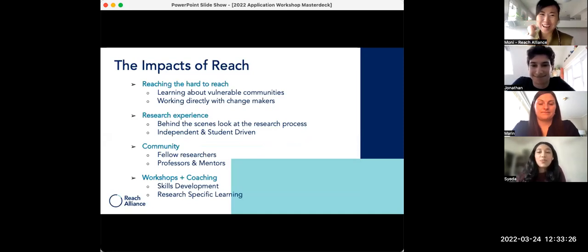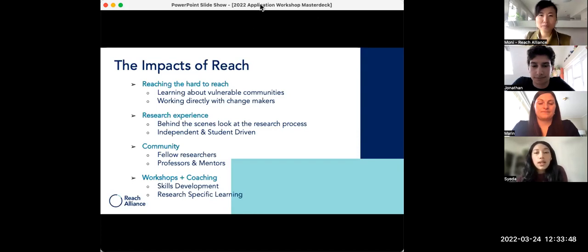I live for pens. The most immediate impact, I think, is just, as students, being able to reach the hardest to reach populations, learning about these communities, their stakeholders, their leaders, their activists, as well as working directly with change makers. It's the kind of research that a lot of students, myself included, want to undertake in undergrad, but there are often very few opportunities to do so.